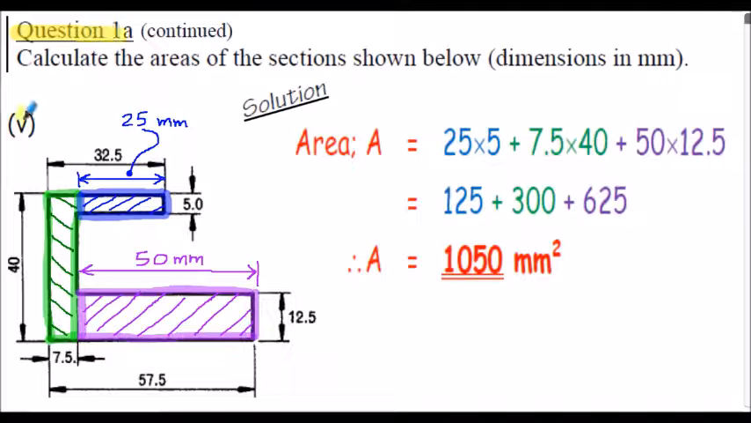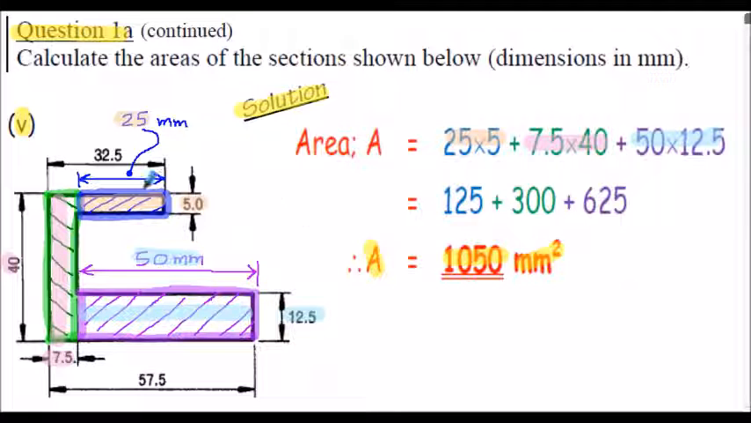Question 1a, part 5, here's the solution. Broken the C section into 3 rectangles as shown. First rectangle shown here is 25 millimeters by 5 millimeters, calculated here. Second rectangle shown here is 7.5 millimeters multiplied by 40 millimeters, shown here. And the final rectangle shown here, 50 millimeters multiplied by 12.5 millimeters, shown here. Evaluating the area of this unsymmetrical C section is 1050 millimeters squared.